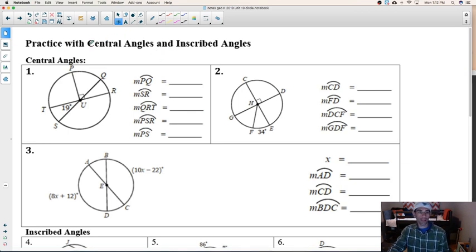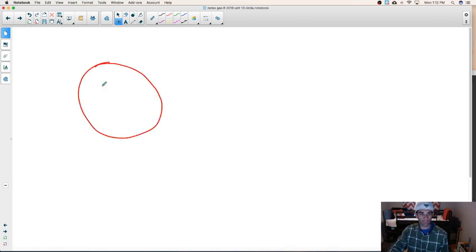We're going to do some practice with central and inscribed angles. So, quick recap on that if you forgot. Basically, you have a circle. If you're in the center, like this here, that's called a central angle. And the arc created by that angle, if the arc was 80 degrees, then the angle is 80. So these are congruent, equal to each other.